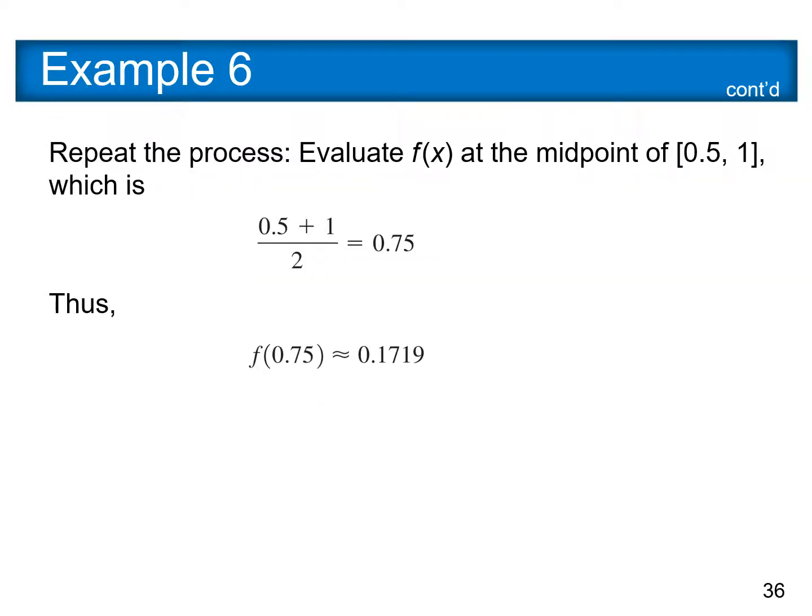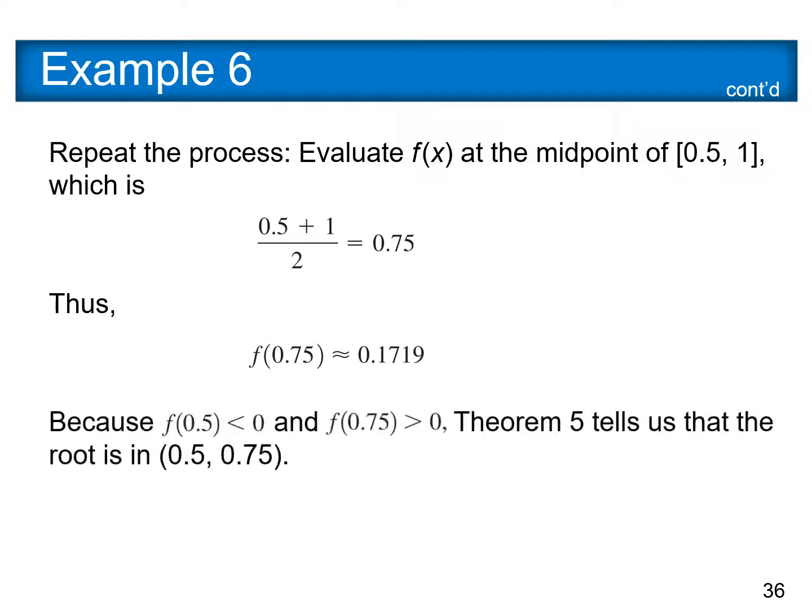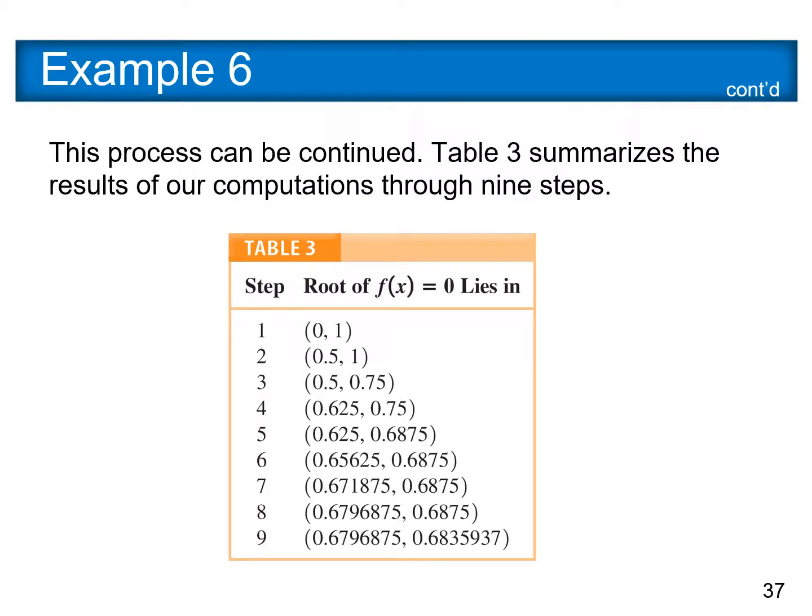I could repeat this process and again take the midpoint, which would be 0.75. I substitute, and I get 0.7019. In this case, because my f of 0.5 is negative, but my f of 0.75 is positive, theorem 5 once again tells us that the zero has to be between these two values. If you keep going like this, step by step, reducing the interval, by stage 9 you get to this interval, and as you can see, this is already very precise.